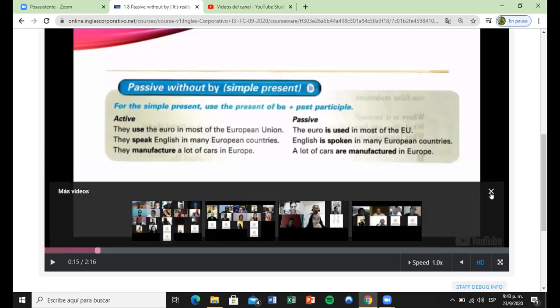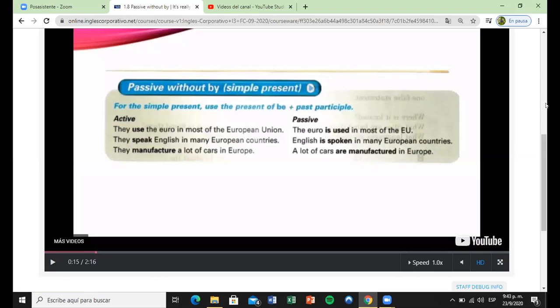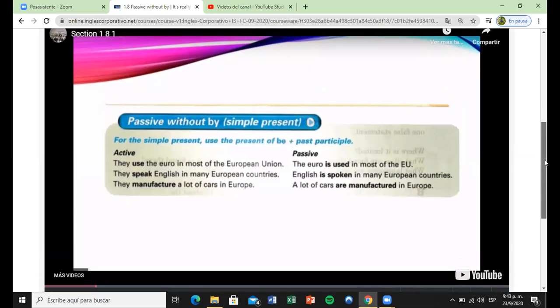Okay, let's take a look here. Now, who would like to read the active and who would like to read the passive? I can read the active. Thank you. I can read the passive. Use the euro. Is that the correct pronunciation? Euro. Remember, euro. It's like a Y, like you. Euro. Okay, the use of euro is in most of the European Union.